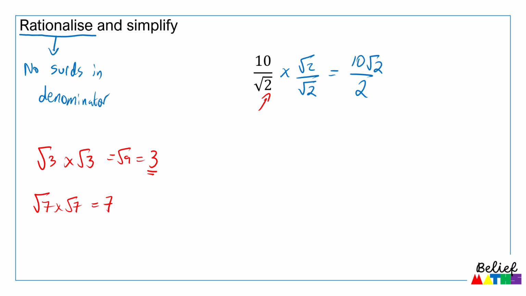Remember, to rationalize means we want no surds in the denominator. So our denominator now has no surds. Now we can simplify this because we've got a 10 on the outside and a 2 on the outside. So 10 divided by 2 gives me 5 root 2 as my final answer.